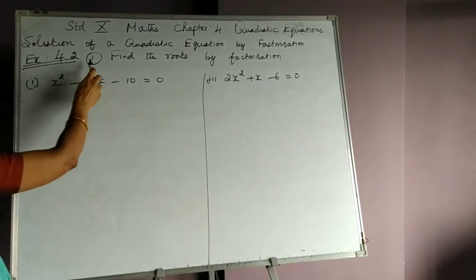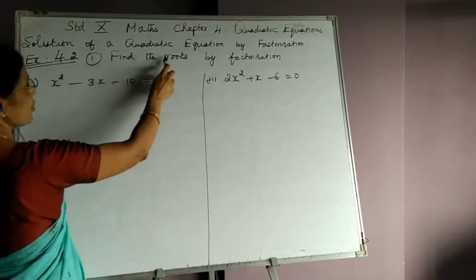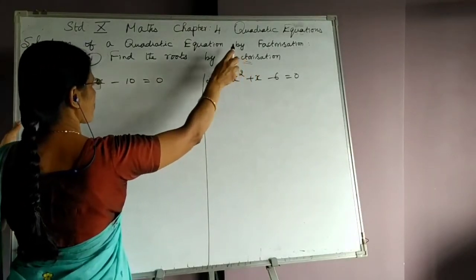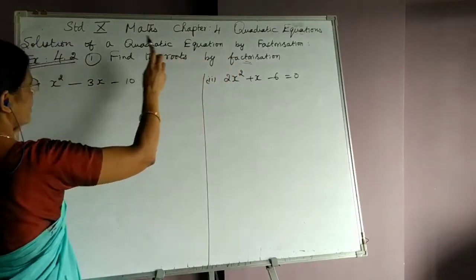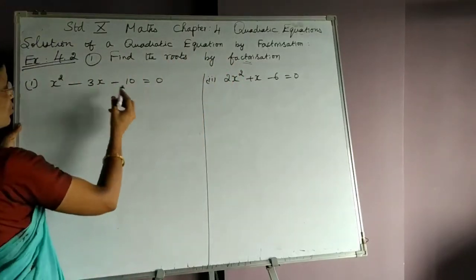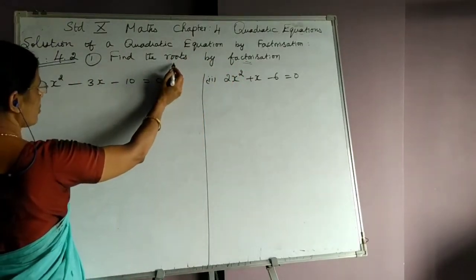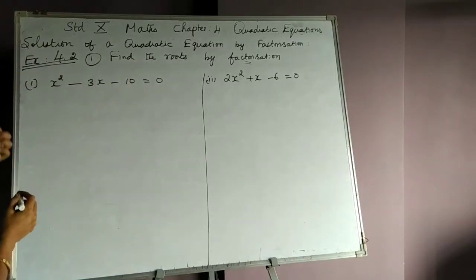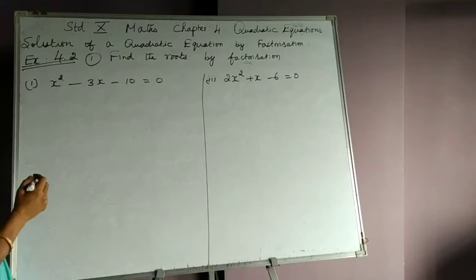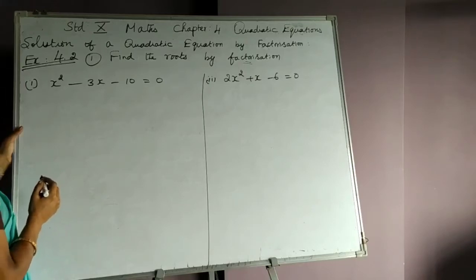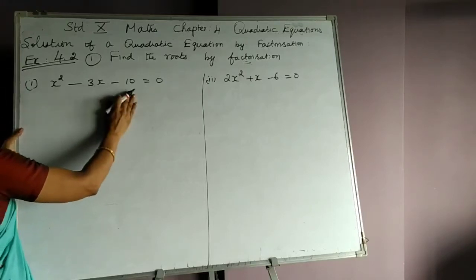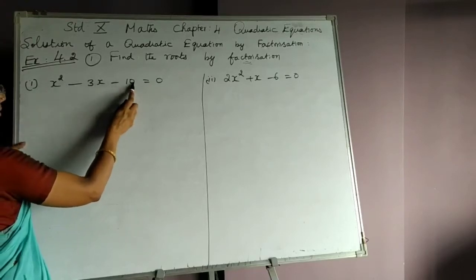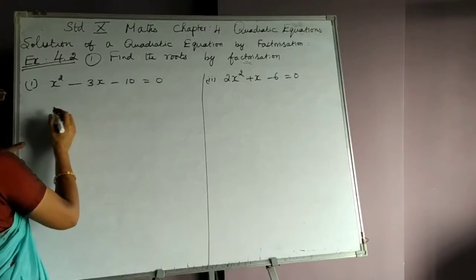Exercise 4.2, first question is find the roots by factorization. The method is specified here. So we have to use only factorization to get the roots. What do you mean by roots? Roots means solution or zero, or it is the value of x which satisfies the equation. Factorization method we had studied a lot in the previous classes also. So by splitting the middle term, because we know the degree is 2 and there are 3 terms, therefore we are going for splitting the middle term.